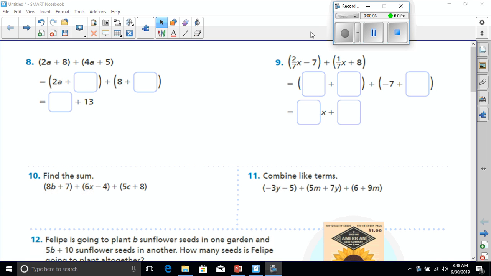We're going to be adding expressions today, so I'm going to take care of the even ones. Let's start with number 8. It says 2a plus 8 plus 4a plus 5. In the second row, it's going to have us group them.